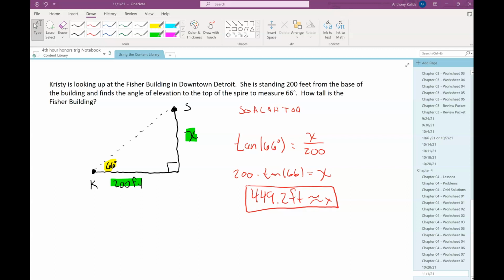Questions on that one? Pretty easy, right? Not a big deal. Probably drawing the picture is the hardest part.